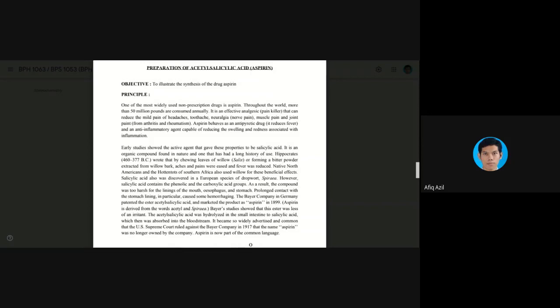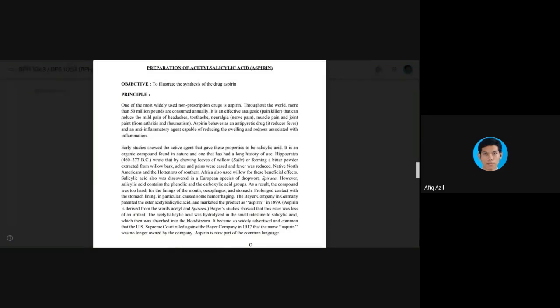It is used as a pain reliever, or analgesic, similar to paracetamol. But aspirin is widely used in the US, for example. It is one of the OTC, or over-the-counter medicines, used to treat normal pain, like headache or fever. But in Malaysia, we tend to use paracetamol.